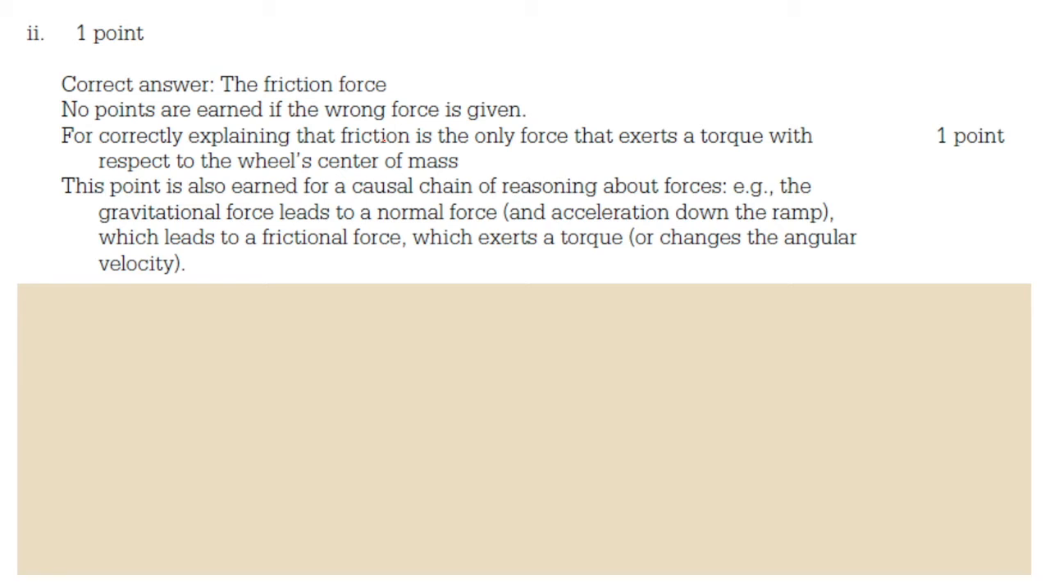So it says this point is also earned for a, quote, causal chain of reasoning about forces, or in other words, that the gravitational force leads to a normal force and acceleration down the ramp, which leads to a frictional force, which exerts a torque or changes the angular velocity. But the key detail here is that the reason why the friction force causes a change in the angular velocity is because it exerts a torque. Take a second to pause this video here and make sure you understand all aspects of the scoring guide. And when you hit play, we'll move on to part B.